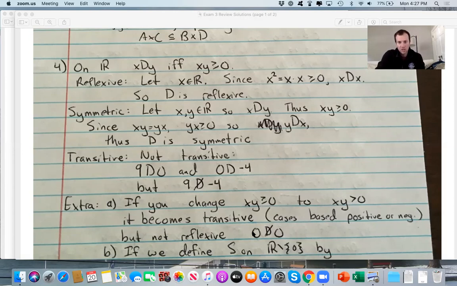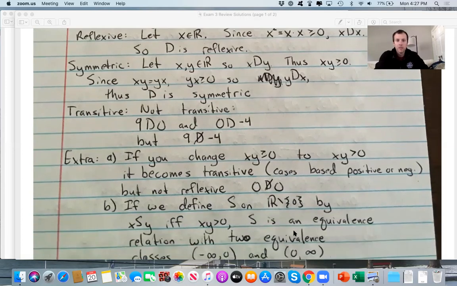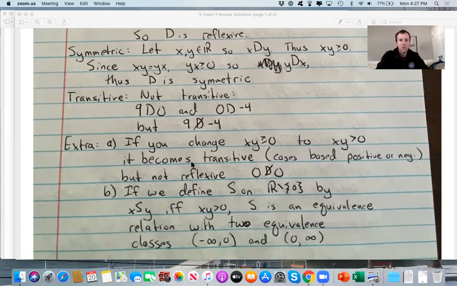But in this case, if you change this, it's not reflexive because 0 isn't related to itself. So in this proof that we had up here, x squared is x times x, it's greater than or equal to 0, but you can't say that it's greater than 0 because there is a number where if you square it, you don't get a positive number. So as a combination of these two, if we use the strictly greater than inequality and we only talk about non-zero numbers, then this actually has all three of these properties.